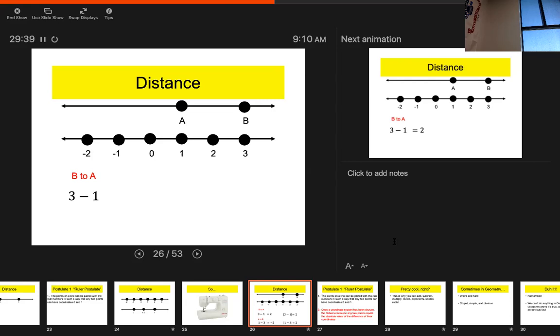There's one slight problem with this. If we follow this method, how far is it from A to B? Well, you said take the two numbers and subtract them. So now if instead I go from B to A, well, technically that's 1 minus 3 because you said subtraction. 1 minus 3 is not 2, it's negative 2. So we got to put one slight change to that. How far is it between any 2 points?